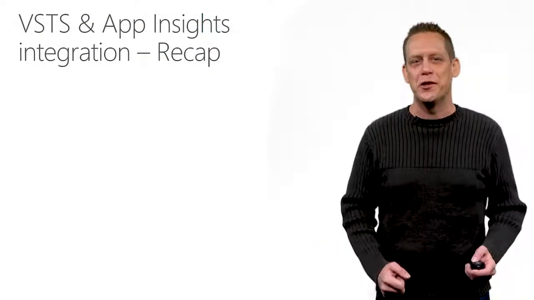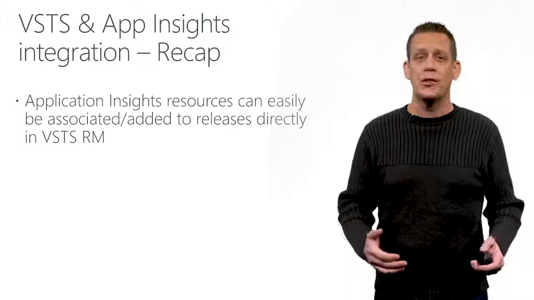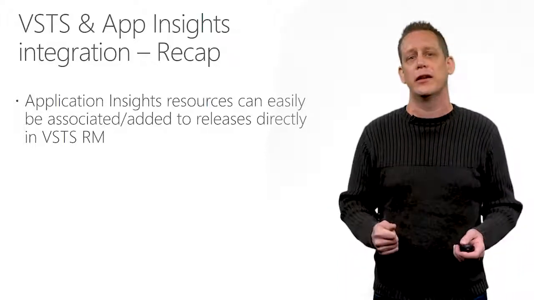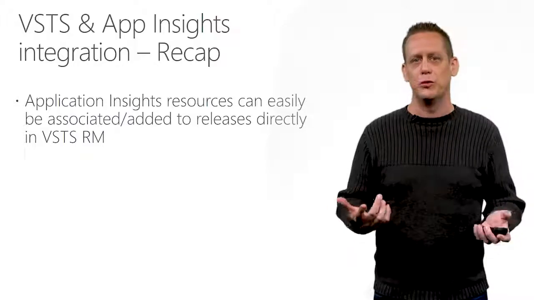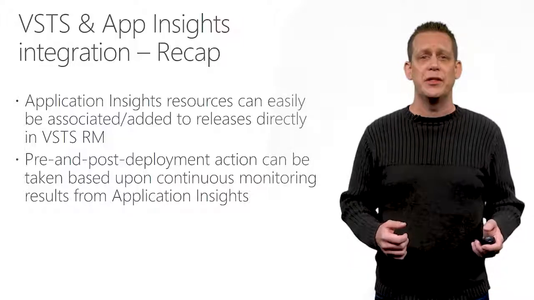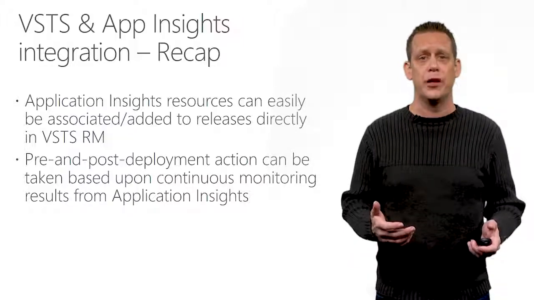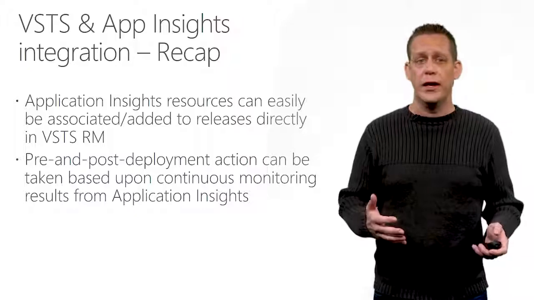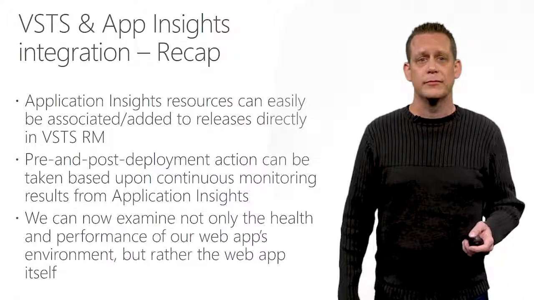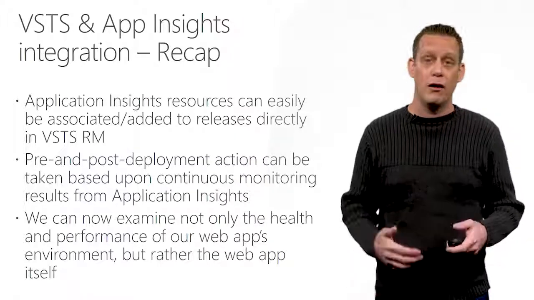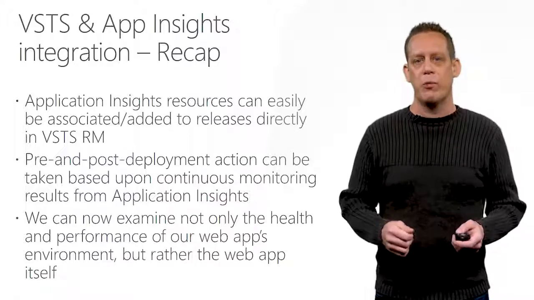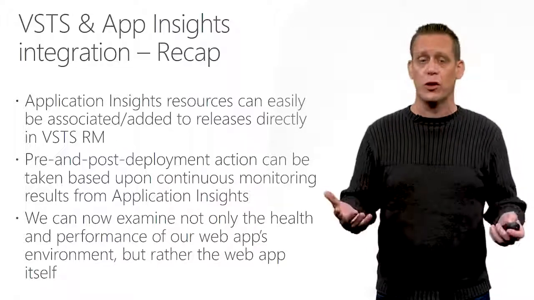Okay, so let's talk about what we just saw. First of all, we saw the Application Insights resources can easily be associated or added to releases directly in the VSTSRM. This is due to the new template that's available there. Pre- and post-deployment actions can be taken based upon continuous monitoring results from Application Insights. So now we can have quality gates based upon monitoring our application that allow us to take action. We can now not only examine the health of our environment that our application is running in, but the health of the application itself. And that's very important when we're making these kinds of decisions, especially in terms of rollback.